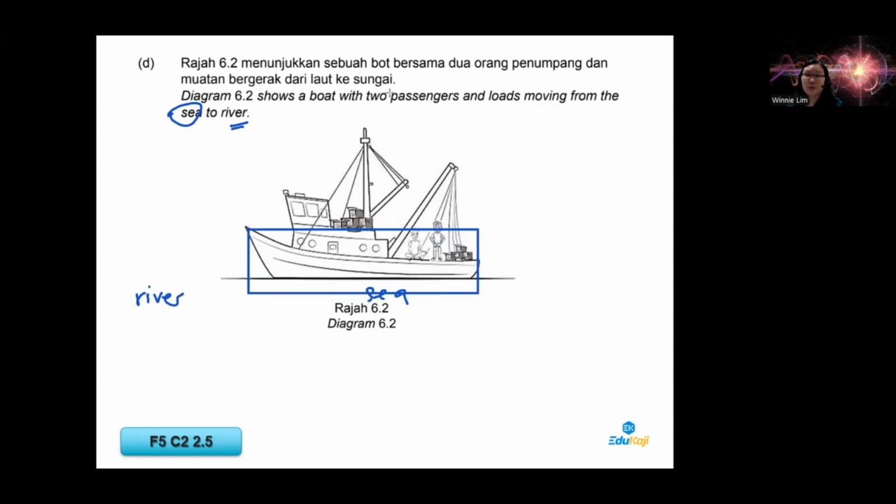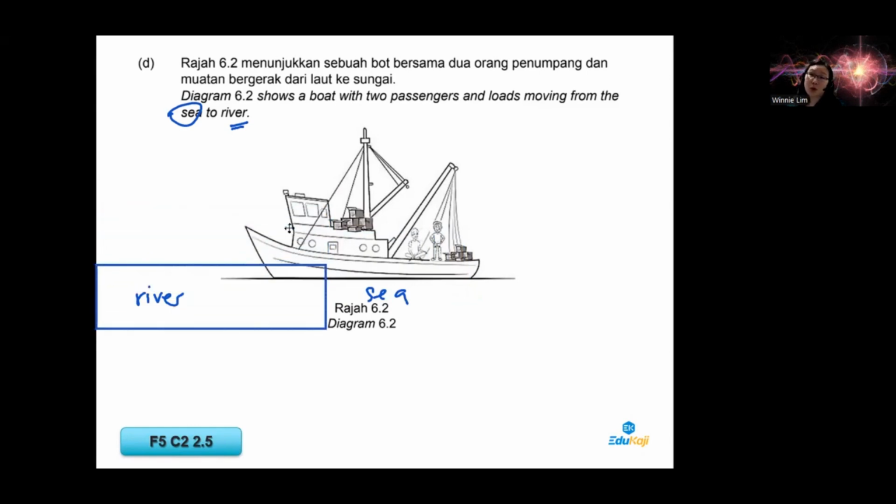Example, this is the pool volume. So when they go to the river, should they go higher or lower? They will float lower already. Why? Because river water has low density. Okay, so it becomes dangerous, right? So what can you do so that it is safer for you?